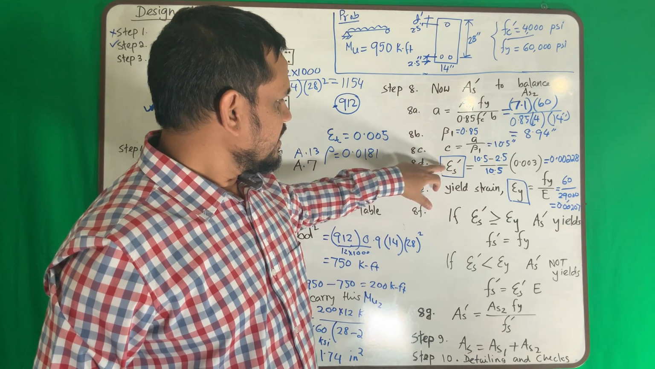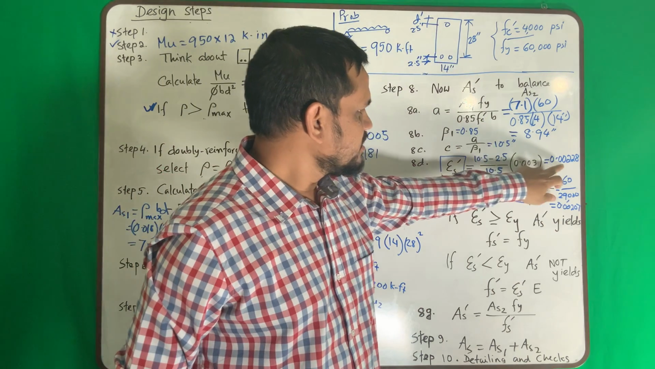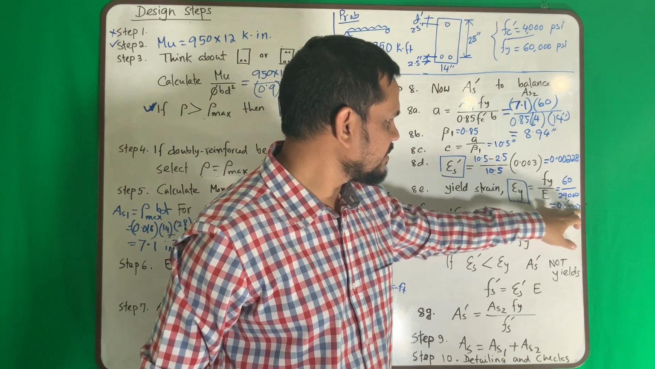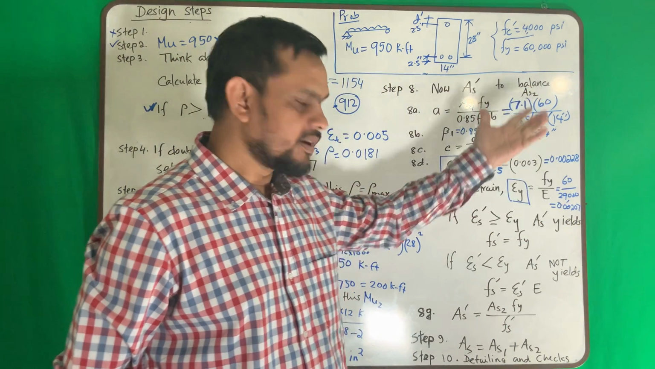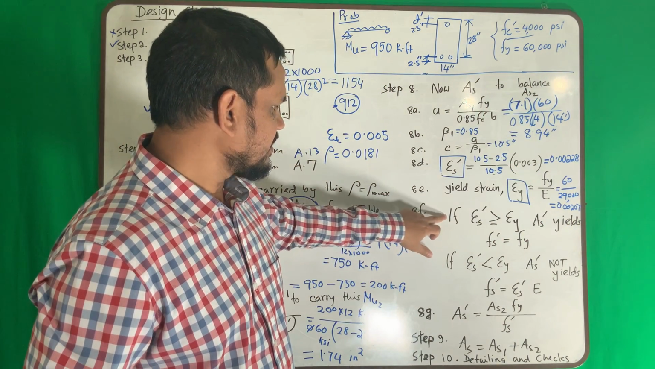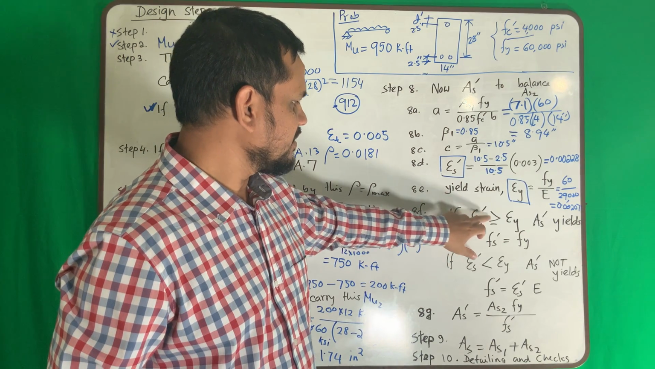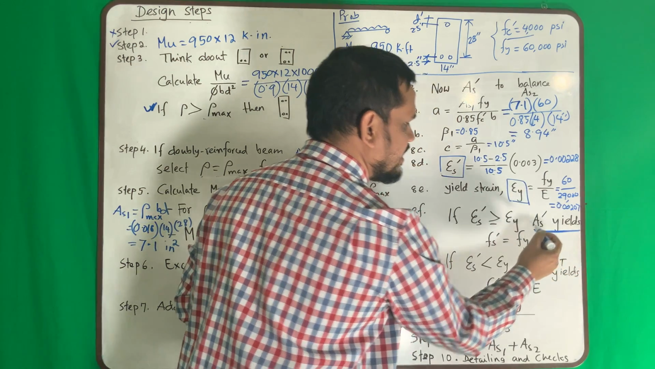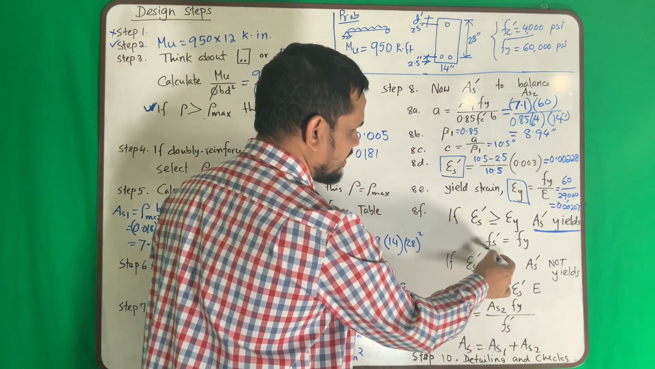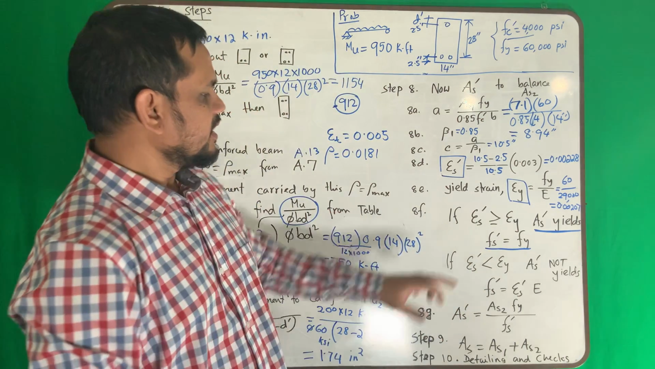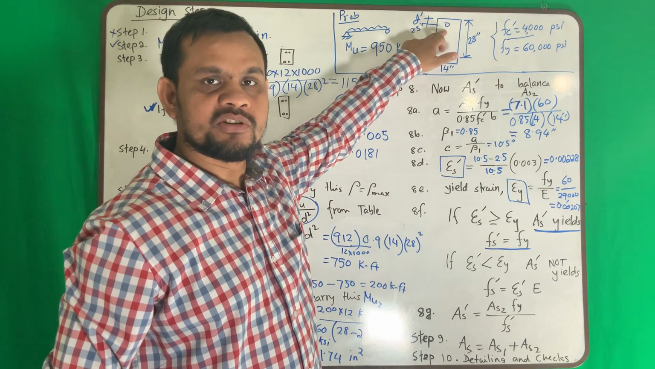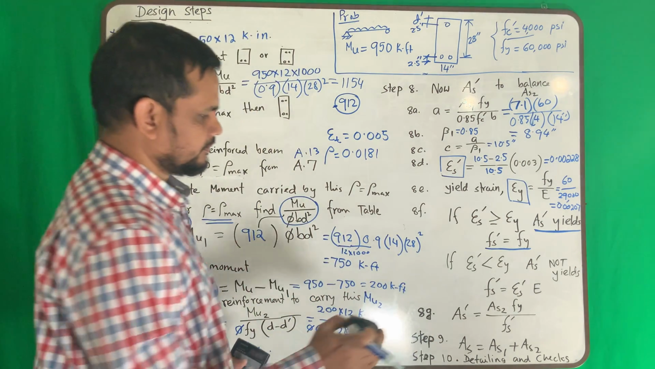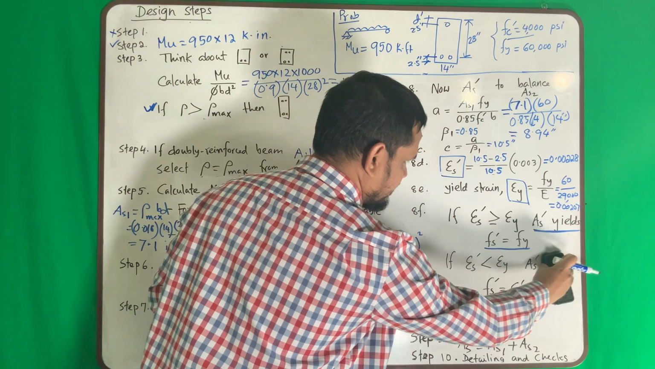So my strain in compression steel is 0.00228 and here 0.00207. That means this value is bigger. That means this is our case. Epsilon S prime greater than epsilon Y. Then AS prime yields. That means our Fs prime, the stress here in compression steel, is Fy. So I do not need this category then.